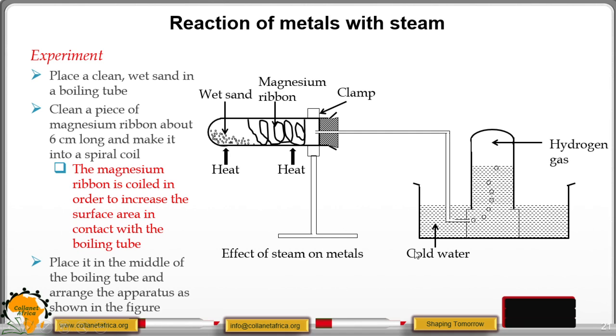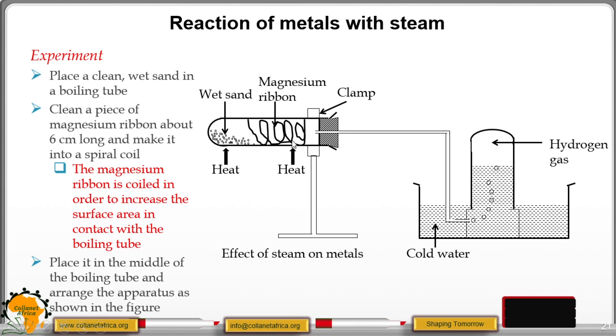So the experiment is set up in this manner. We have the wet sand, and this wet sand has some water. If you heat it, you transform the water into steam. Steam is water in gaseous form. Then we have the magnesium ribbon. Remember, we said that it has to be a spiral so that you can increase the surface area for the reaction. Remember, once you increase the surface area, you increase the rate of reaction.